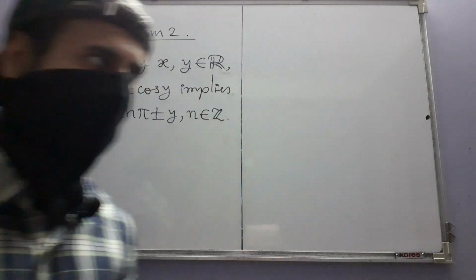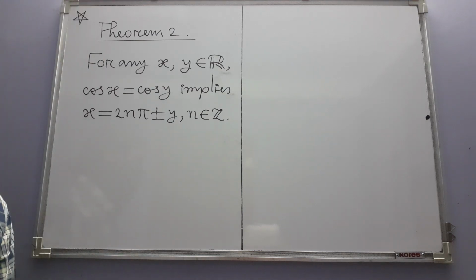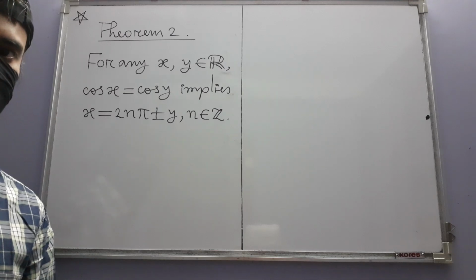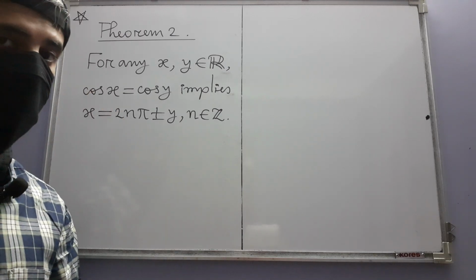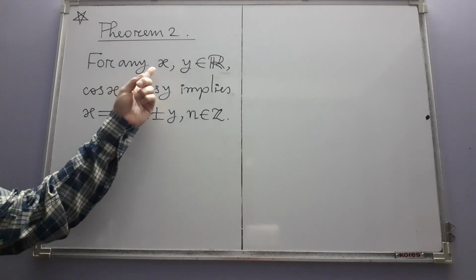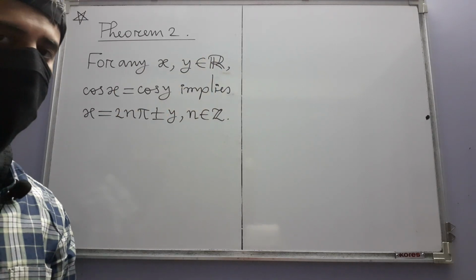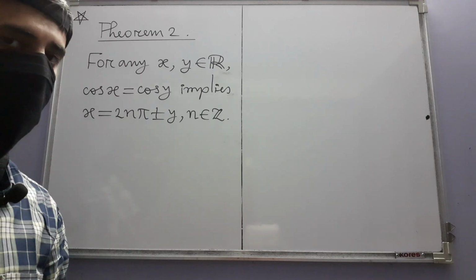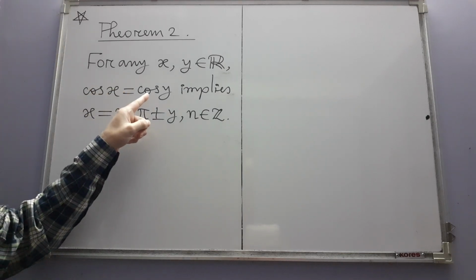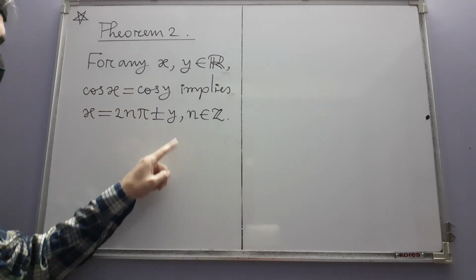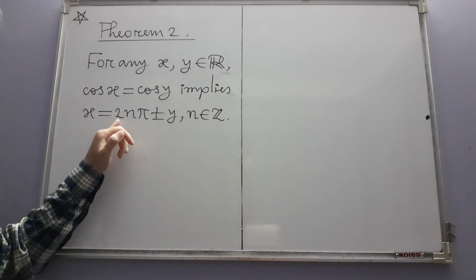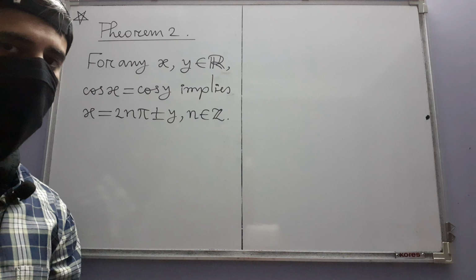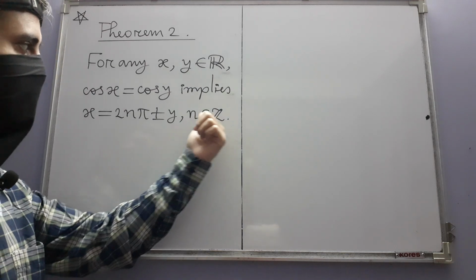Okay, so next we see theorem 2. This time we are going to solve the equation cos x equal to cos y. The original statement doesn't exactly look like an equation, because what it says is that if x and y are two real numbers and cos x is equal to cos y, then x and y are related by an equation of this form. X is either 2n pi plus y or 2n pi minus y for some integer n.